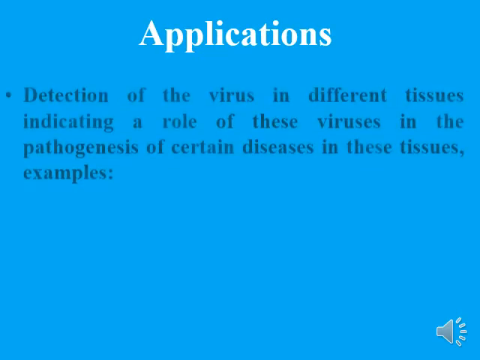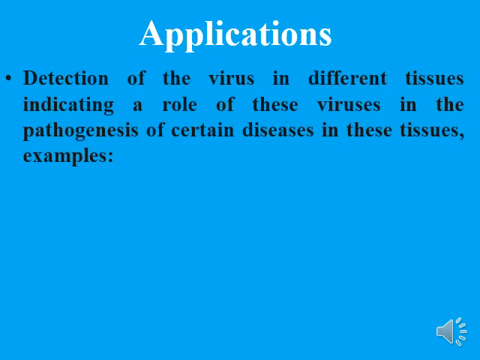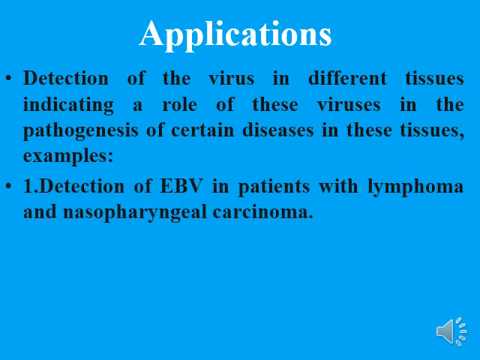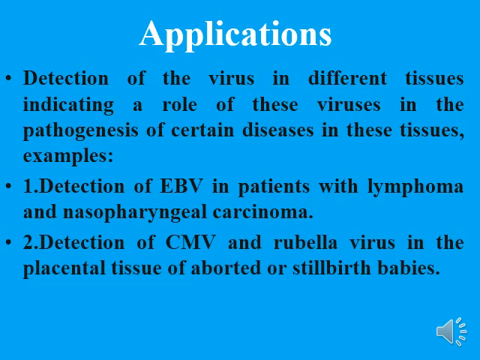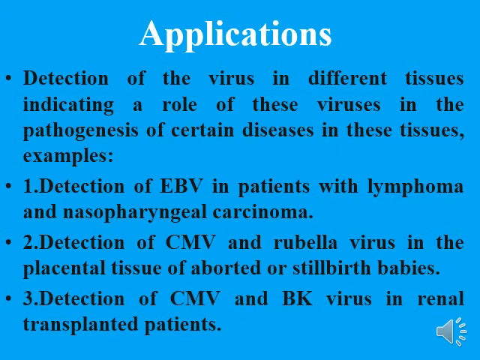الابليكيشن مال هاي الطريقة اللي هي detection of the virus in different tissues indicating a role of these viruses in the pathogenesis of certain disease in these tissue. Examples: واحد اللي هي detection of EBV in patient with lymphoma and nasopharyngeal carcinoma. ثانيا detection of CMV and Rubella virus in the placental tissue of aborted or stillbirth babies. ثالثا detection of CMV and BK virus in renal transplant patients.